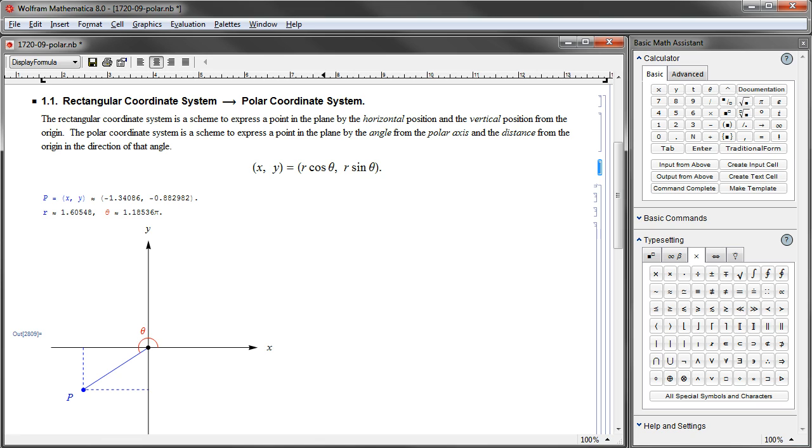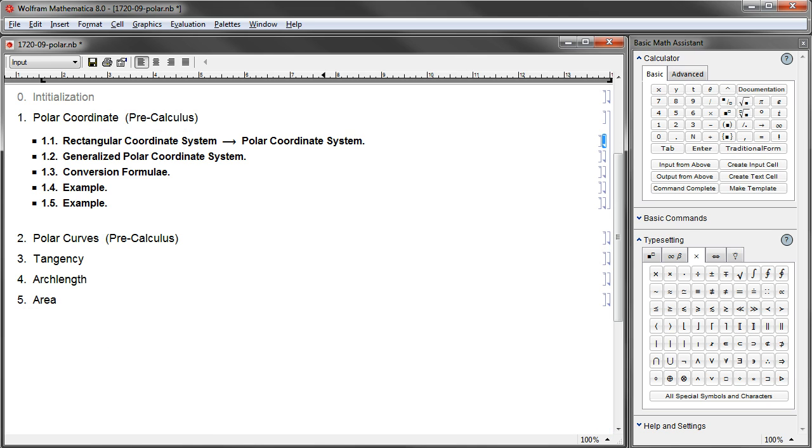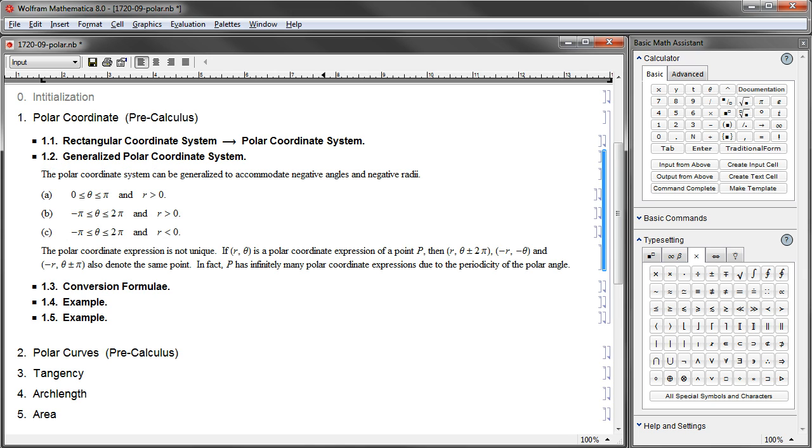This is the most elementary case. The angle theta is between 0 and 2 pi, or 0 and 360 degrees, and more importantly, the r value, radius, is always positive. Consequently, it represents the distance from the origin. But not in general, we can generalize it further. We can make theta value negative or beyond 2 pi range. And also, even more importantly, we can make r value negative.